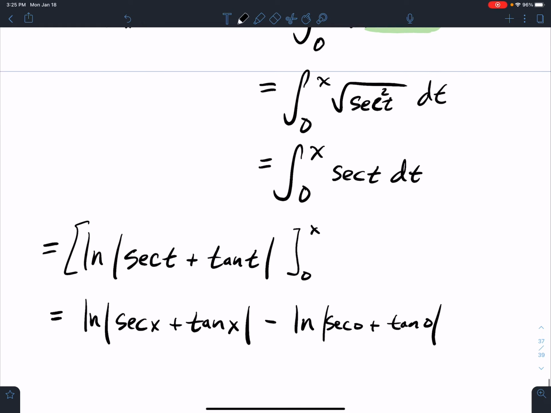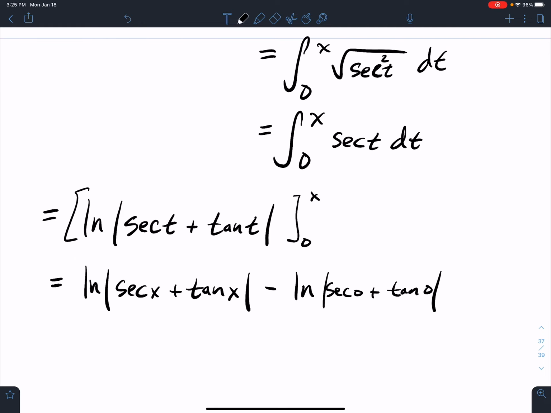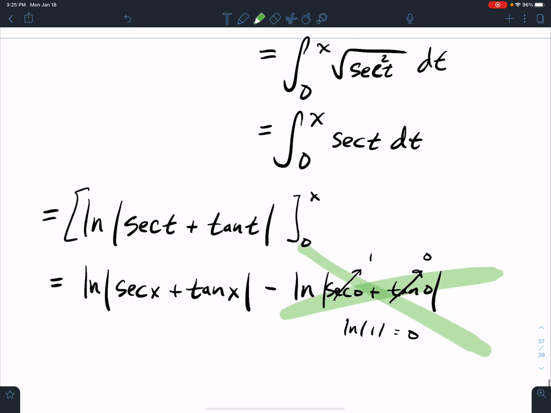And this ends up being 1, and that's 0. The natural log of 1 actually equals 0. So that all goes to 0 here. So this all goes away. And so what do I get? I get the natural log of secant x plus tangent x.